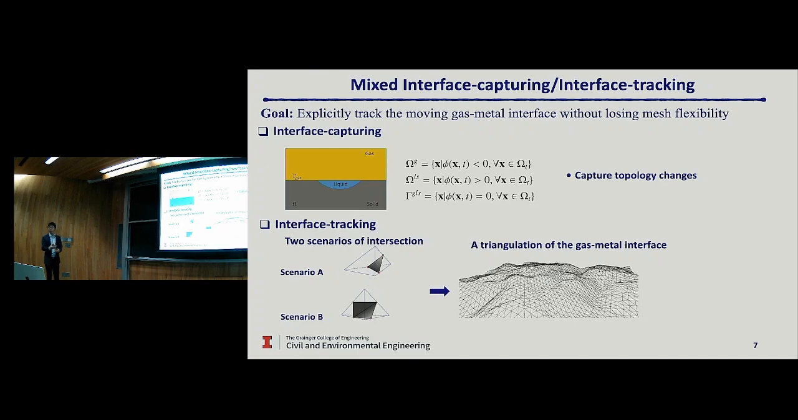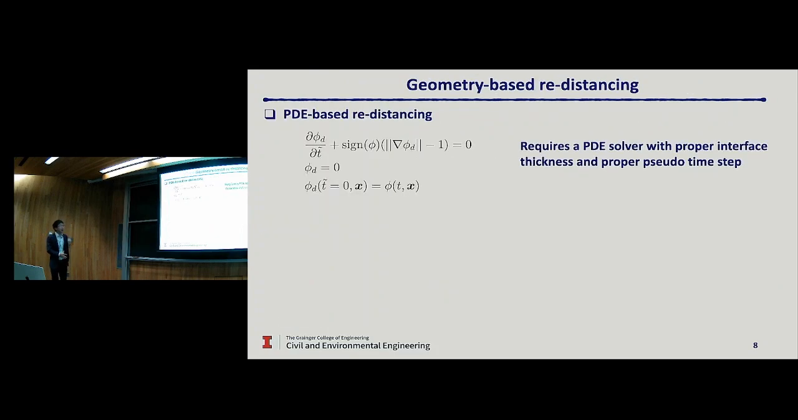So it's extremely easy for parallelization. It's really fast. And after you get all the triangulation of the gas-metal interface, as I will show you later, this can significantly facilitate how you treat the laser-metal interaction. One byproduct of this mixed formulation is a geometric-based redistance.